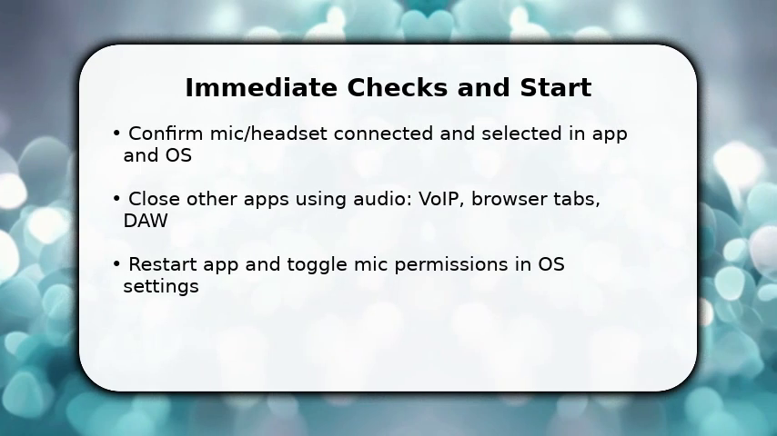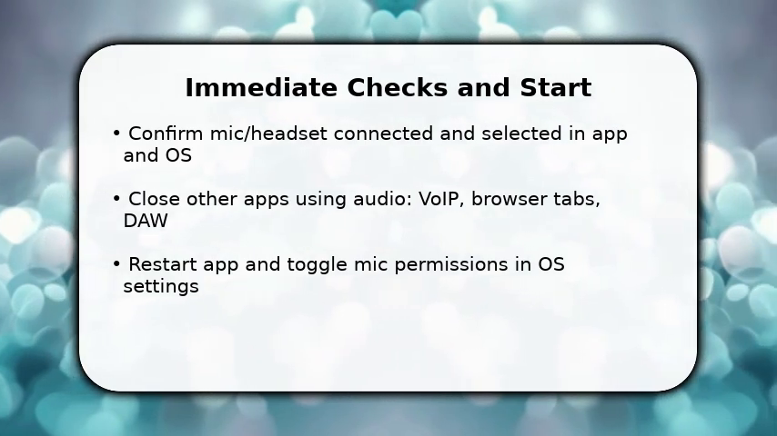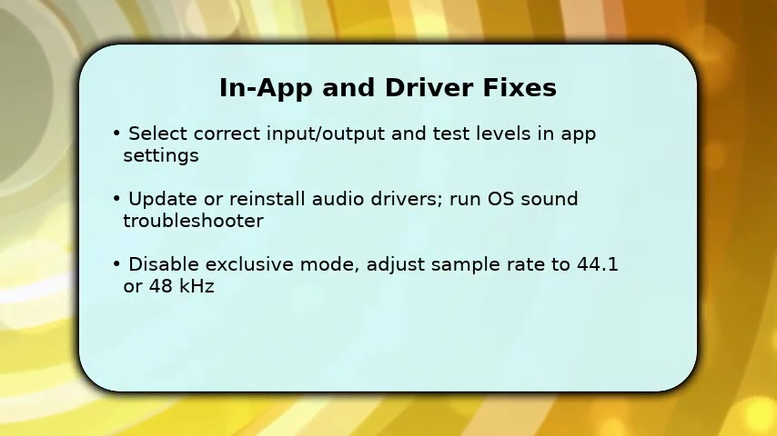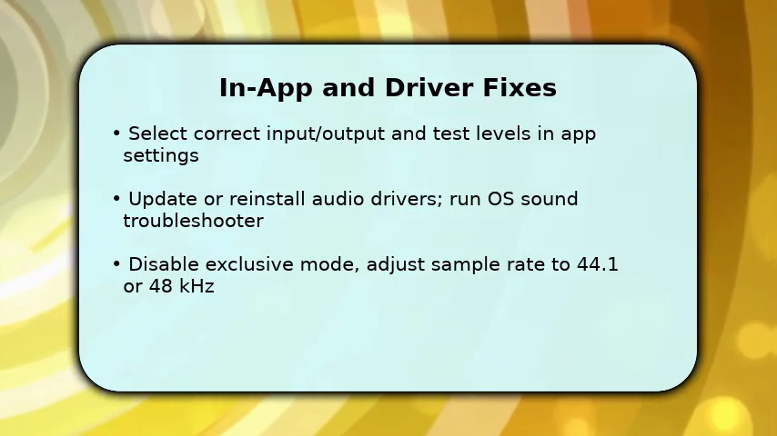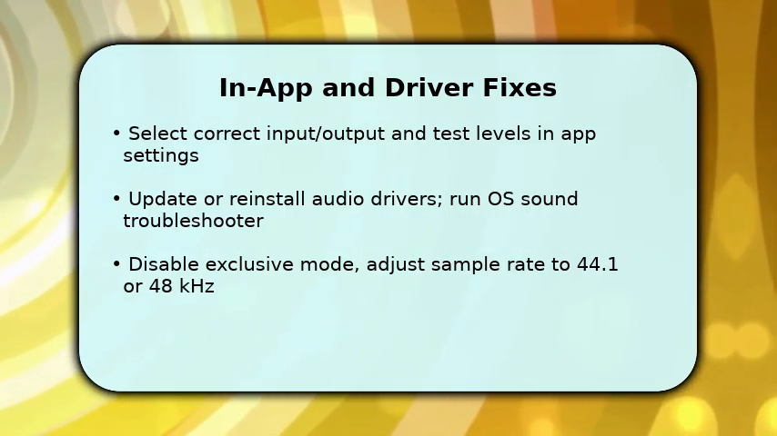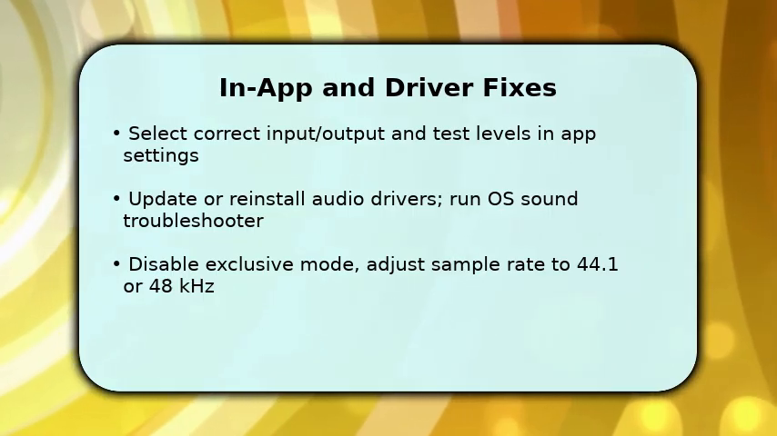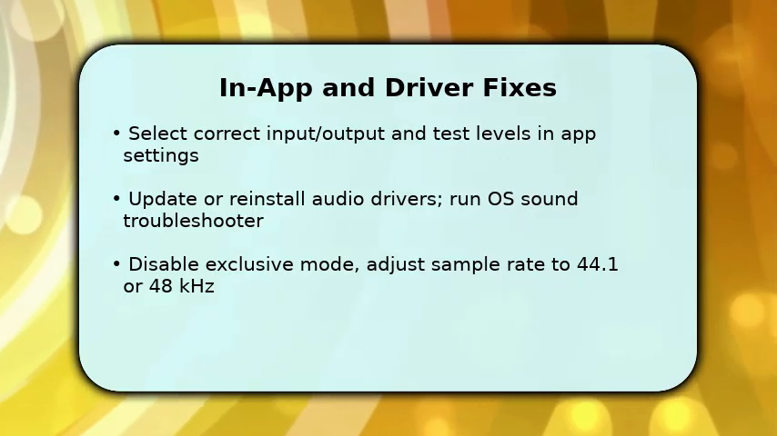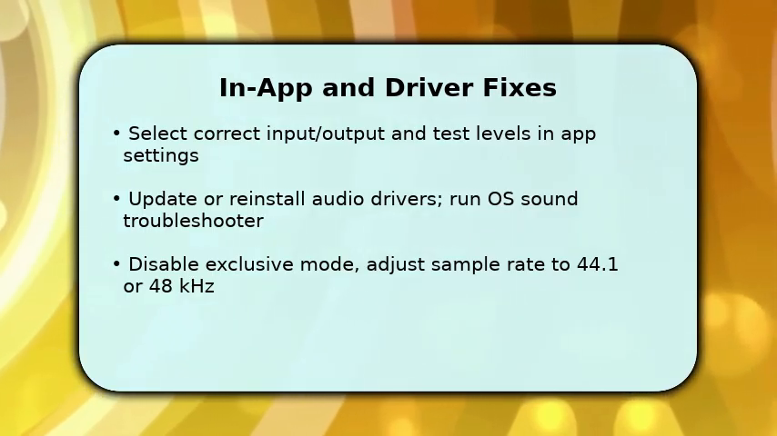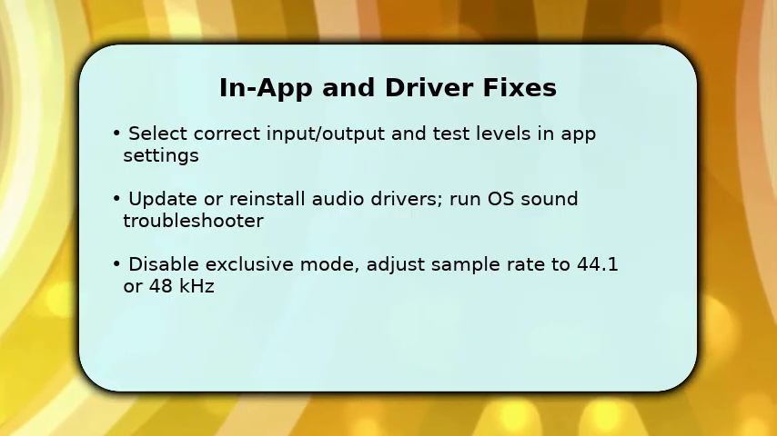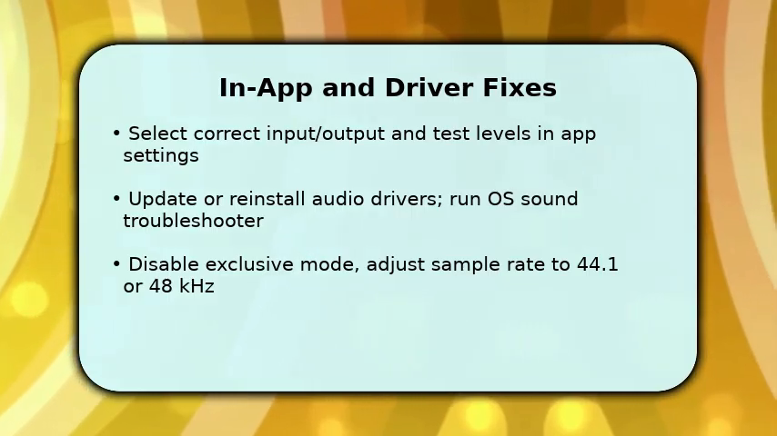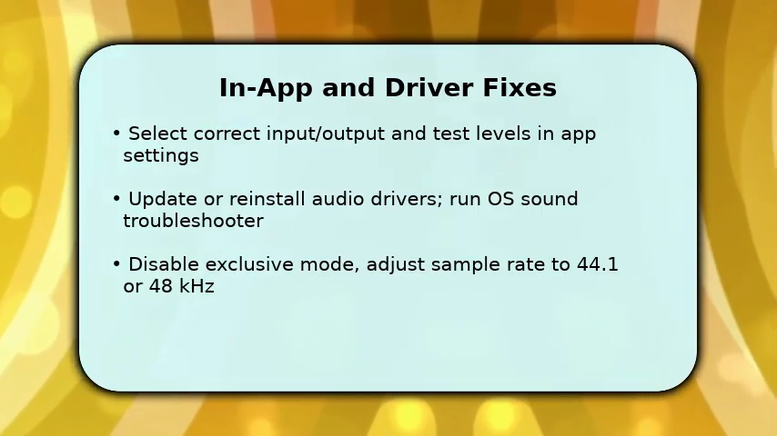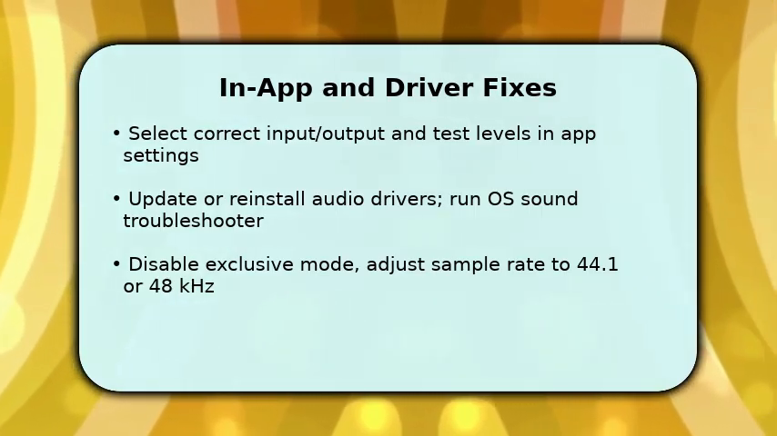Next, dive into the application settings. Explicitly choose the correct input and output devices, then use the app's mic test to confirm signal. If that fails, update your audio drivers or reinstall them and run the operating system's sound troubleshooter to reset device states. Additionally, make sure no app has exclusive control and set the sample rate to 44.1 or 48 kHz to avoid mismatches. These steps resolve common issues.